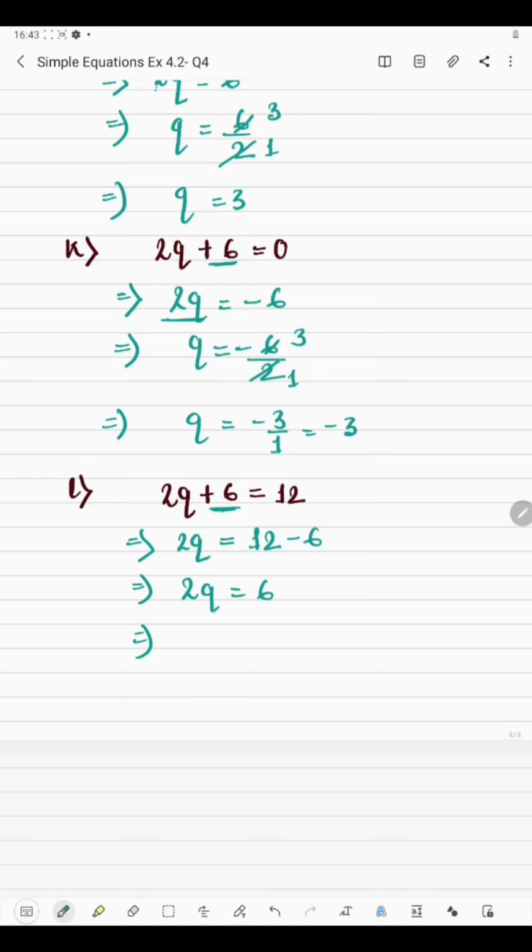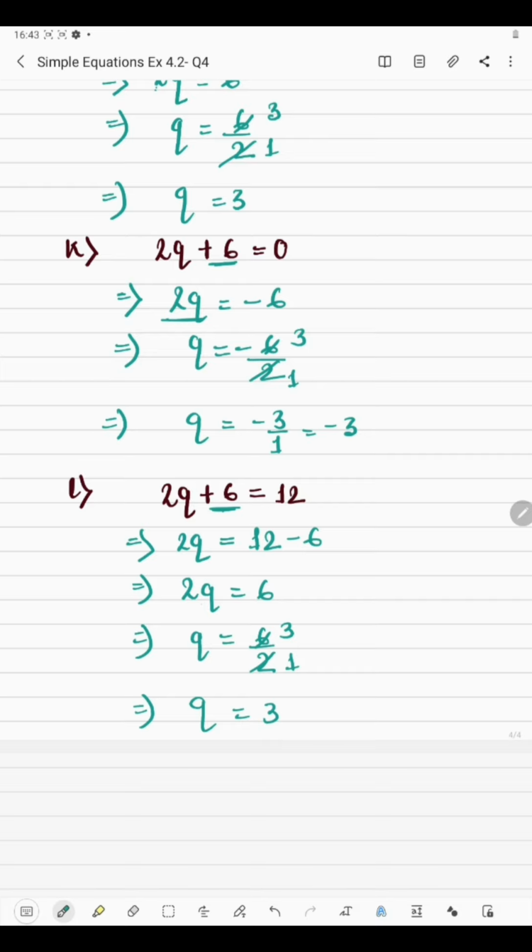Now 2q means 2 is multiplied by q. So what will be the value of q? It will be 6 divided by 2. Multiplication will be division, right? So that's why 6 divided by 2. So 2 ones are 2, 2 threes are 6. So the value of q will be 3.